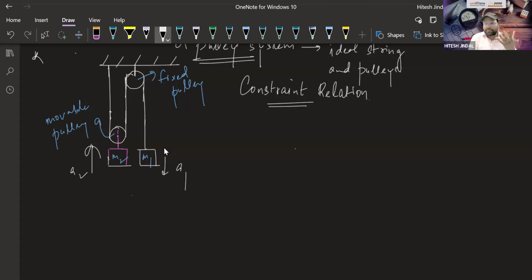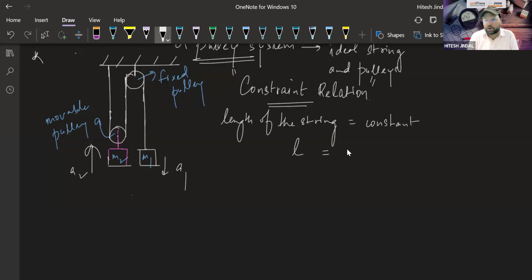So how to get that? That is the constraint relation, and you have to understand the method. So what is the constraint relation? The constraint relation is that the length of the string should be constant. That means L should be constant. Let's say the ideal string length is L. So the length of the string should be constant. Getting it?